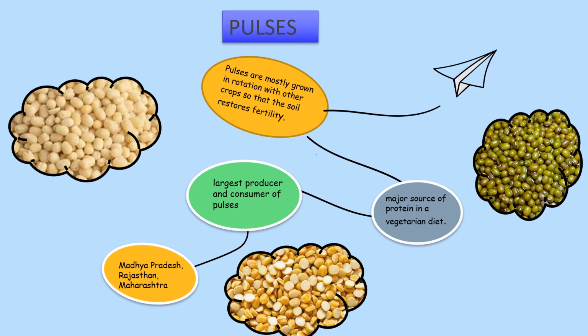Now children, let's look at pulses. Here you have to understand only 4 points. Number 1, pulses are grown in rotation with other crops so that the soil restores its fertility. It is a major source of protein for all the vegetarians. India is the largest producer and consumer of pulses. Maharashtra, Rajasthan, Madhya Pradesh are some of the states where pulses are grown in plenty.